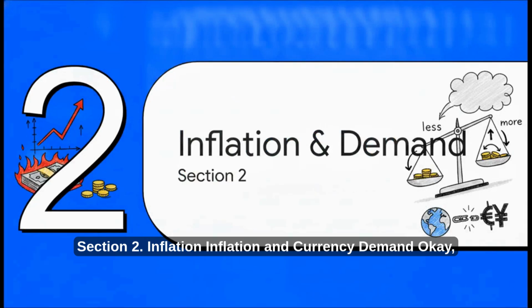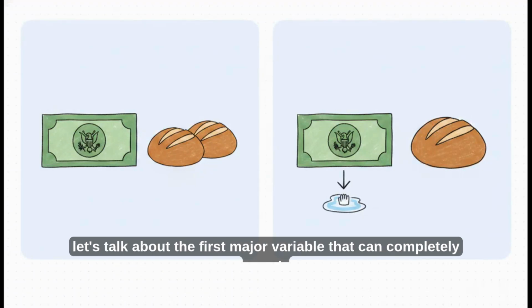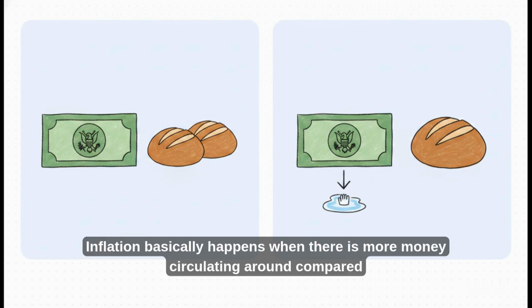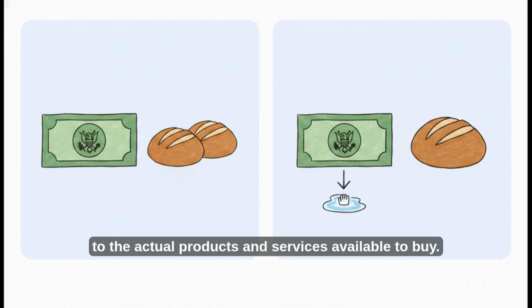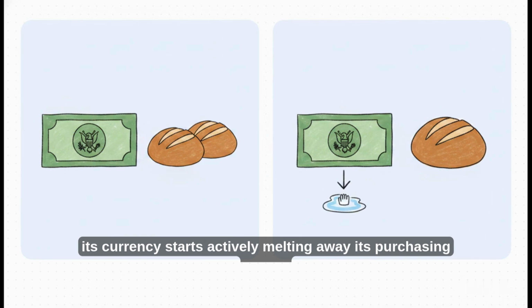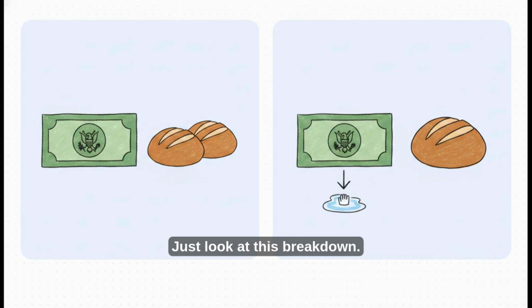Section 2. Inflation and currency demand. Okay, let's talk about the first major variable that can completely wreck or boost a currency's value: inflation. Inflation basically happens when there is more money circulating around compared to the actual products and services available to buy. When a country has high inflation, its currency starts actively melting away its purchasing power. Just look at this breakdown.